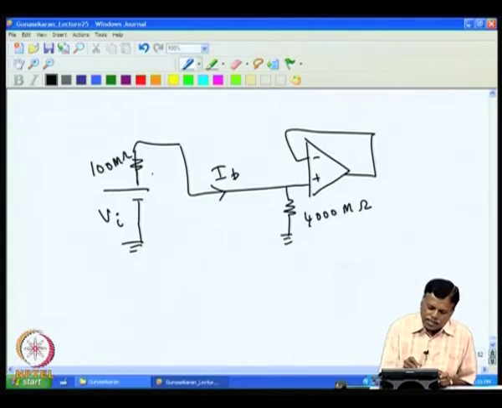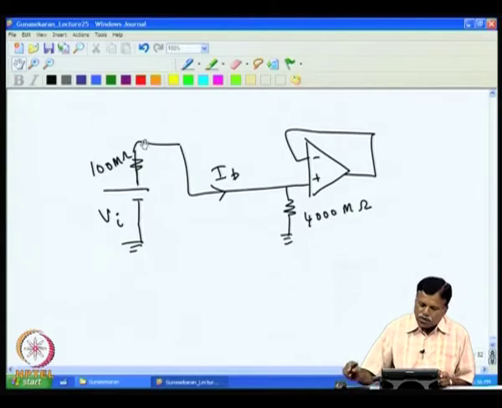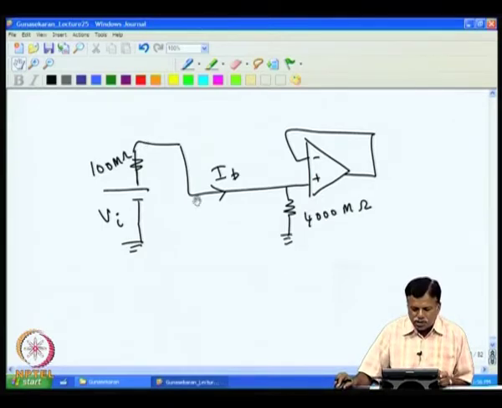The bias current that is flowing through this will drop a voltage. Then there is a current flowing through this, and that current is also added to this. So, totally Ib plus this current is what actually flows through this. So, one has to consider the voltage loss for both cases.